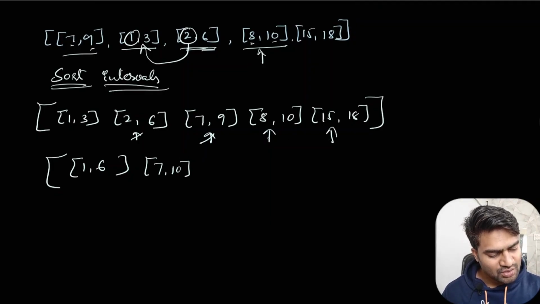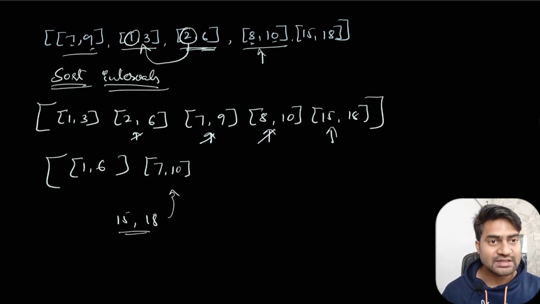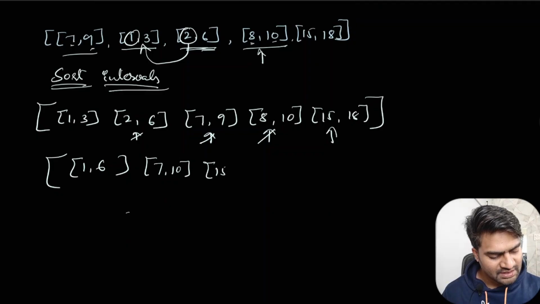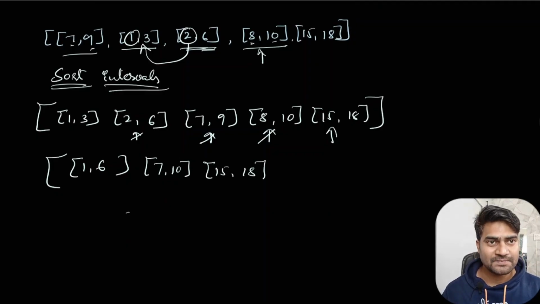Then I will go to my next, 15 and 18. For 15 and 18, you just need to compare that with the last value in the merged array. This cannot be merged, so I will simply push my 15 and 18 to the merged array. This way, in a single iteration, we should be able to merge all the intervals. This happened only because we sorted the intervals.